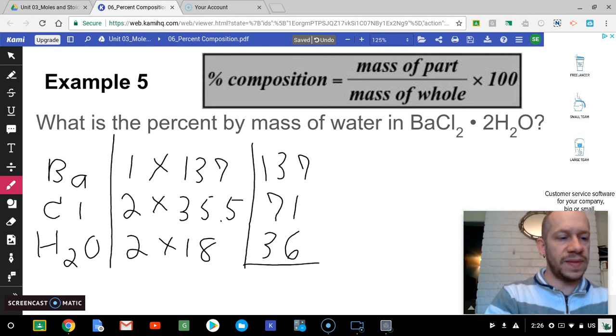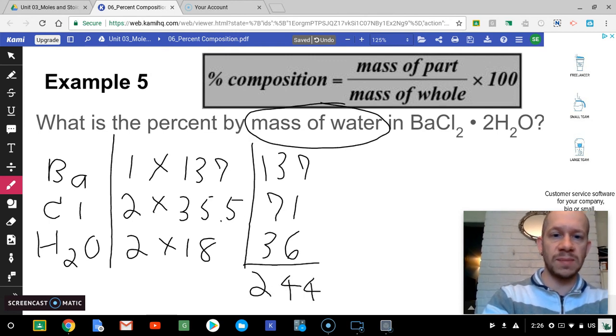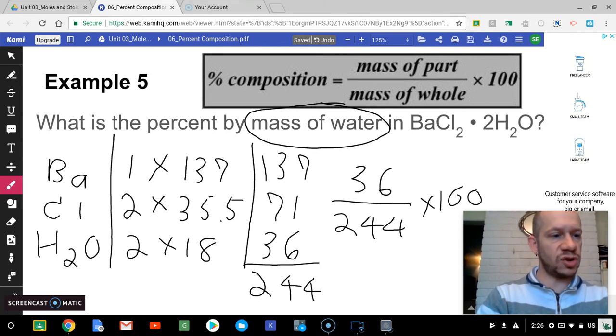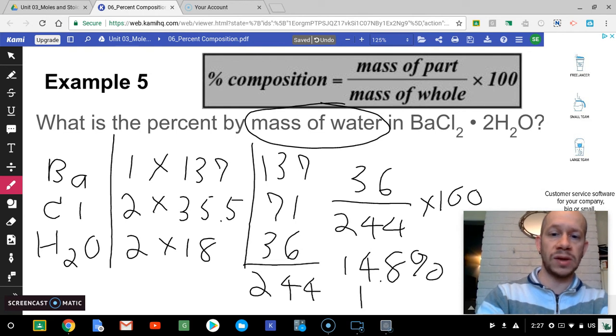Add those up, and that's going to get my mass of the whole, 244. So I want to find the mass of water. That's my part. So it's going to be 36 divided by 244 times 100. So 36 divided by 244 is going to be 0.147, times 100 will get me 14.8% water, H2O.